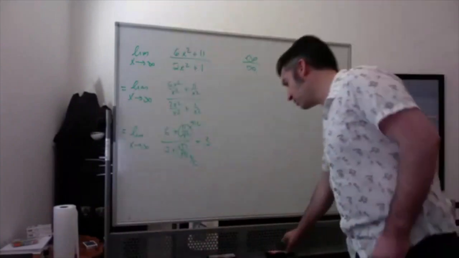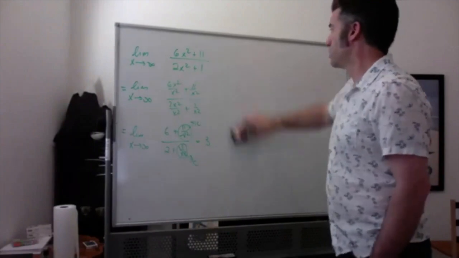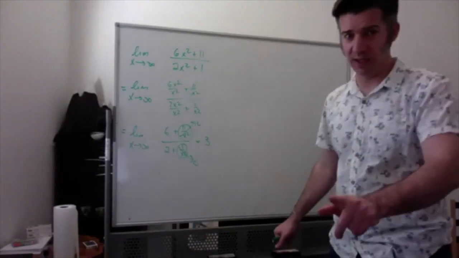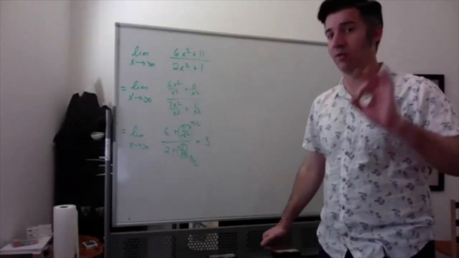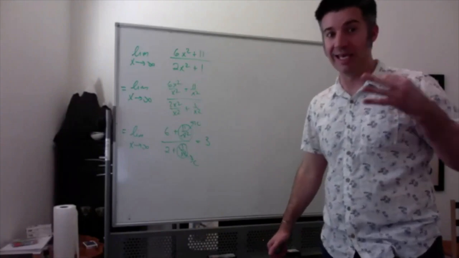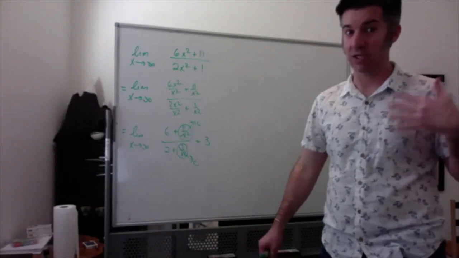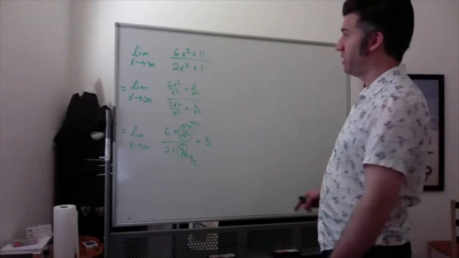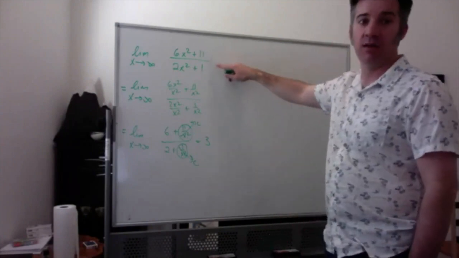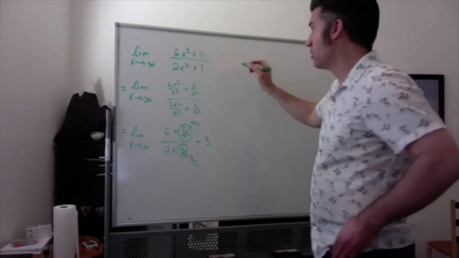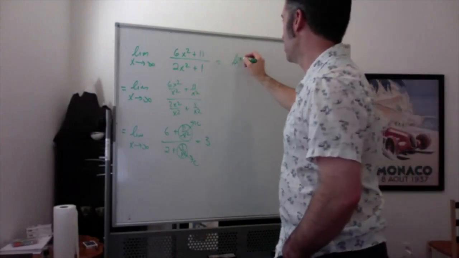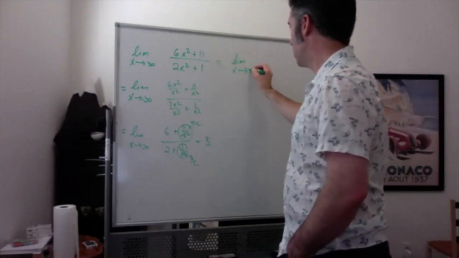However, you could also use L'Hopital's rule. I appreciate whoever said infinity over infinity. It's very important that we mentally check that it is a 0 over 0 or an infinity over infinity so that we can actually use L'Hopital's rule. And it definitely is, right? The top is going to infinity, the bottom is certainly going to infinity. So I can use L'Hopital's rule.